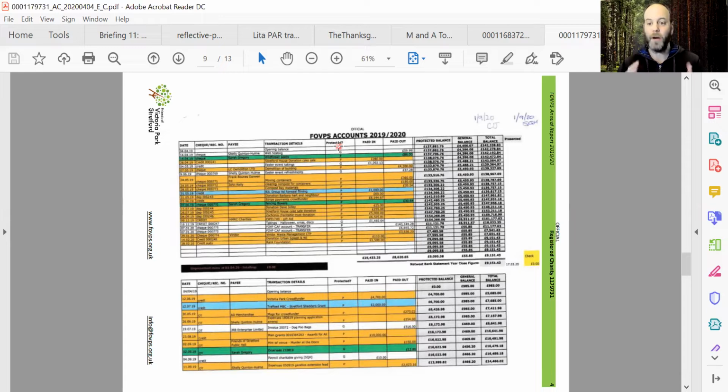Is this an amount of money which can only be used for certain purposes, or can it be used in any way the charity deems appropriate? And then it gives the tally at the end.